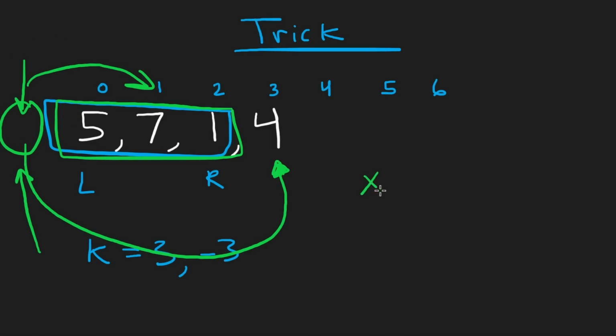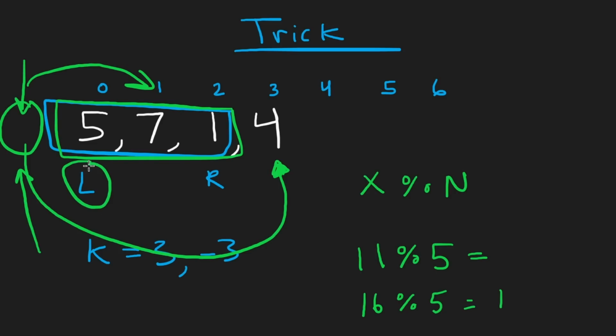Since I have some number x and I'm modding it by n, if I add n to this value, that's not going to change the mod, obviously, right? If I say I have 11 modded by 5, I'm going to get 1 as the remainder. If I add 5 to 11, I get 16 modded by 5, and that doesn't change the remainder at all. So that's what you can do to one of the indexes if it could potentially be negative. But anyways, this trick will work.